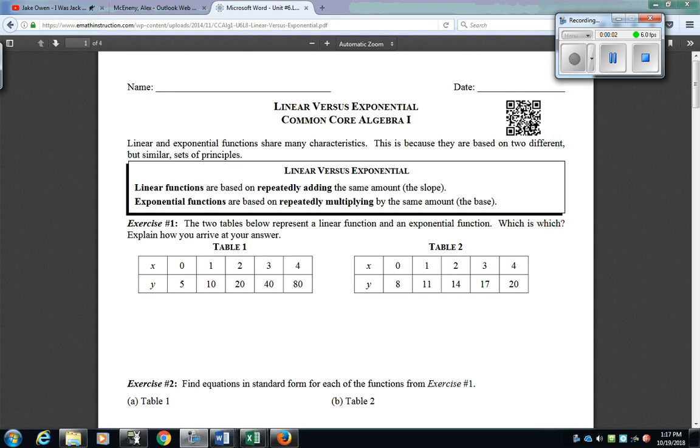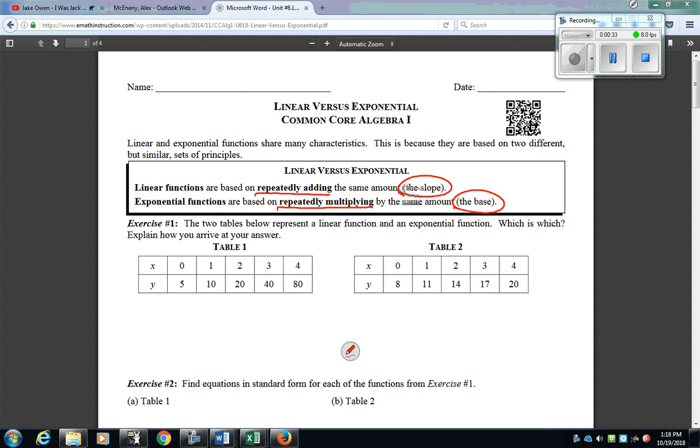Hey guys, we're going to look at how to determine if values on a table are linear functions or exponential functions. So we talked about this already a little bit. Linear functions basically are repeated adding, whereas exponential functions are repeated multiplying. So when you have that repeated adding, we call it the slope or rate of change, and they call it the base or multiplying factor in an exponential function.